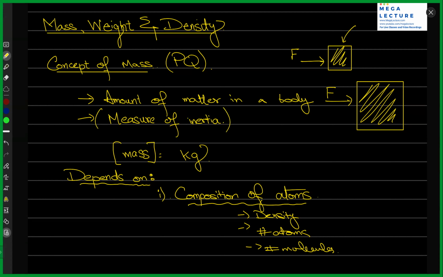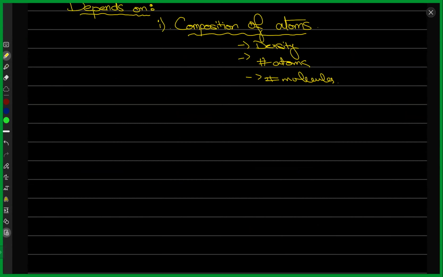This measure of inertia is given a name, which is mass. So whenever you say mass, you should think of how much inertia there is in the system. The more inertia there is, the more difficult it is to move the body, right? That makes things clear slightly? Yes, sir. Okay, amazing. So any other question on mass? No. All right, so we'll move on to the next topic of weight.